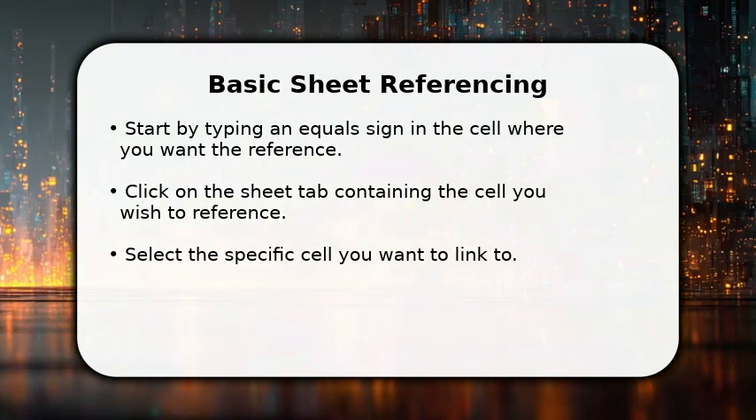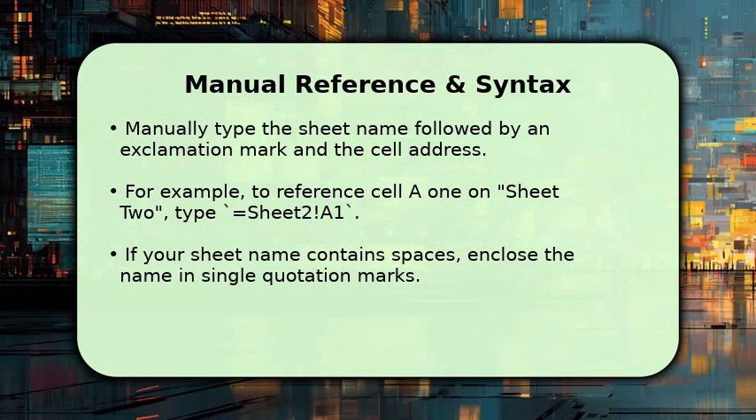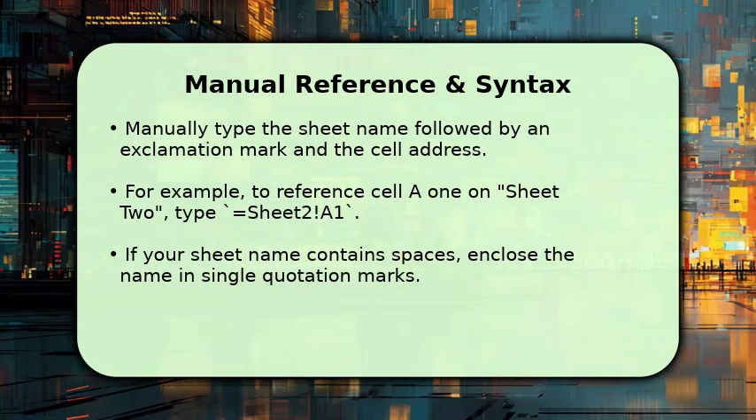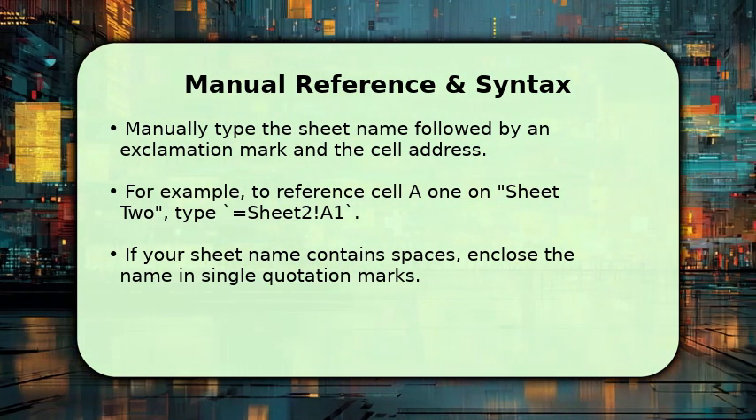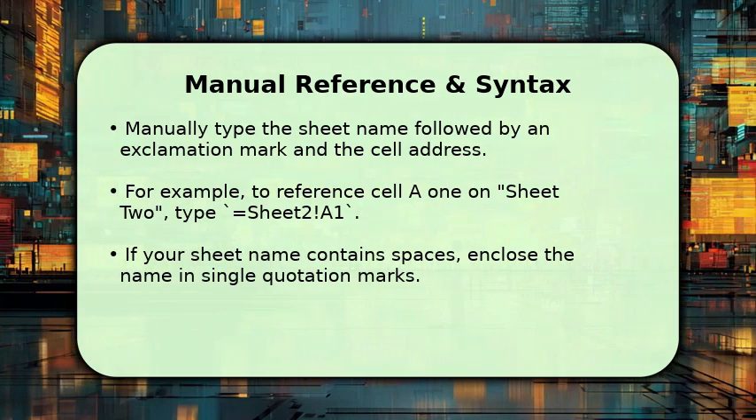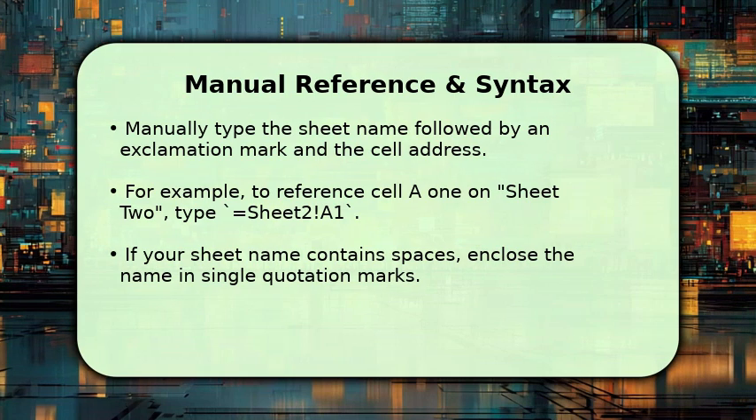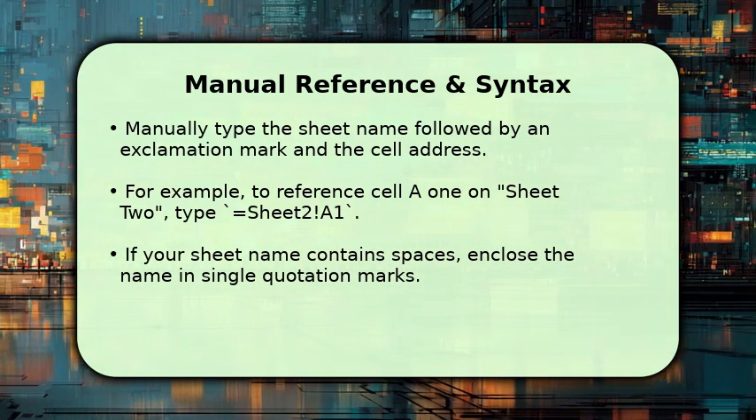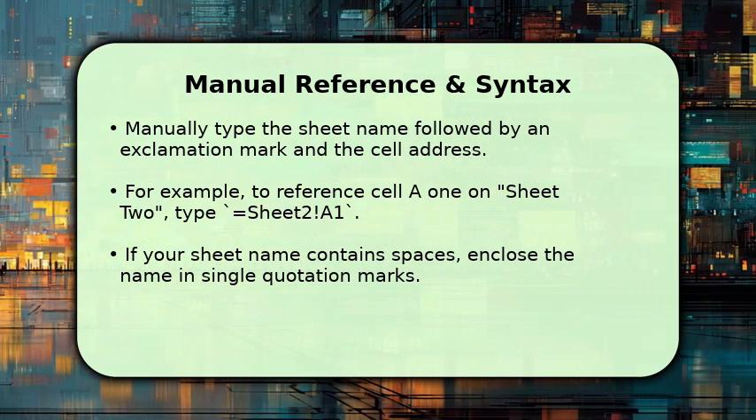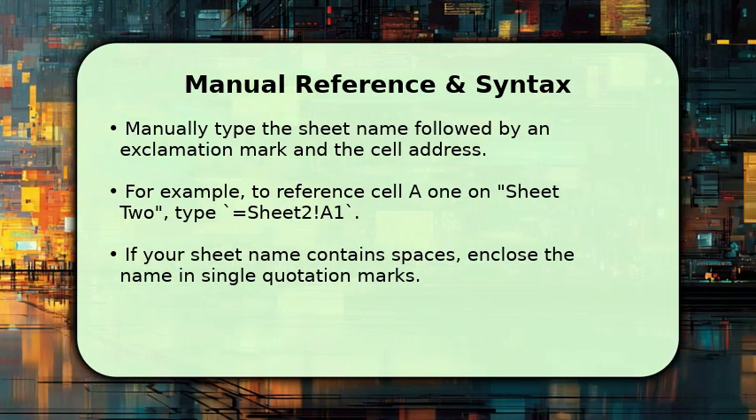other sheet. You can also manually type your references. Start with an equals sign, then the sheet name followed by an exclamation mark, and finally the cell address. For example, to link to cell A1 on a sheet named Sheet 2, you would type equals Sheet 2, A1. If your sheet name includes spaces, remember to enclose the entire sheet name in single quotation marks, like equals 'my data'!B5 for cell B5 on my data.